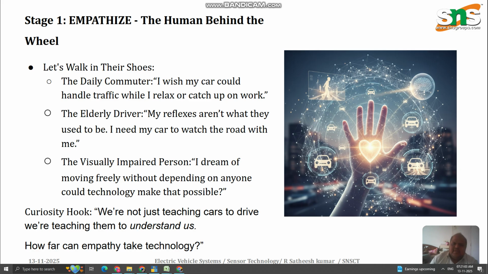Or an elderly driver, who may not have quick reflexes if any sudden distraction happens. So the car has to handle those issues. Then for visually impaired persons, they could move freely without depending on anyone. That also will be possible with the help of the ADAS system.